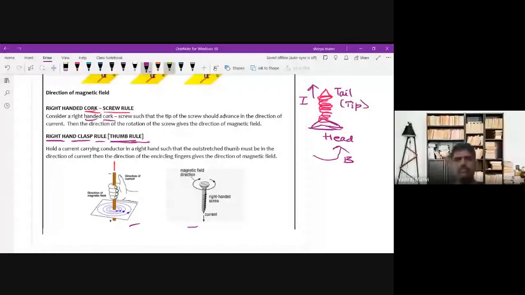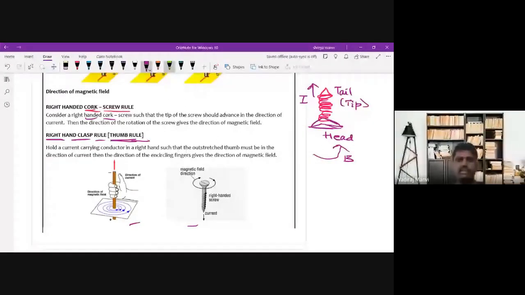If you don't know how to find the direction, again I'm telling you, this chapter will become impossible for you people. Even if you miss one single class, you cannot follow anything. It is up to you.